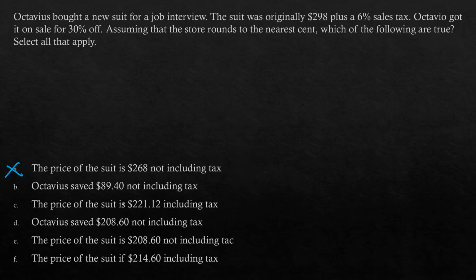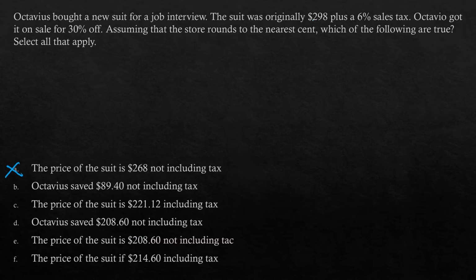C says that the price of the suit is $221.12, including tax. Octavio saved $208. The price of the suit is $208.60, and the price of the suit is $214.60, not including tax. Okay, so let's go through and let's figure out how much he saved.